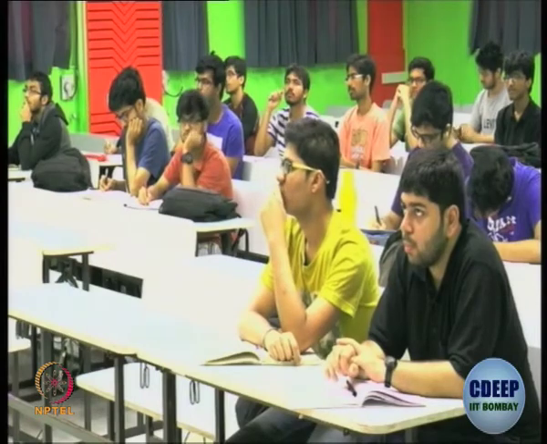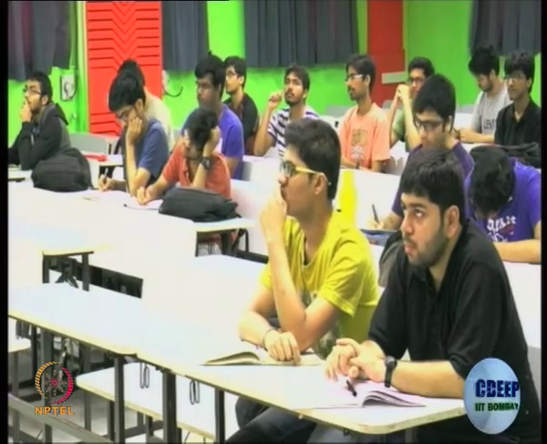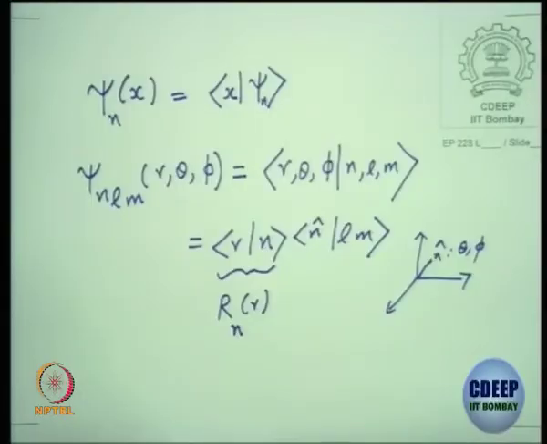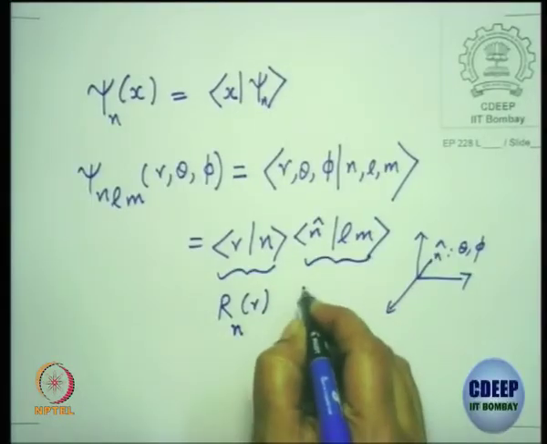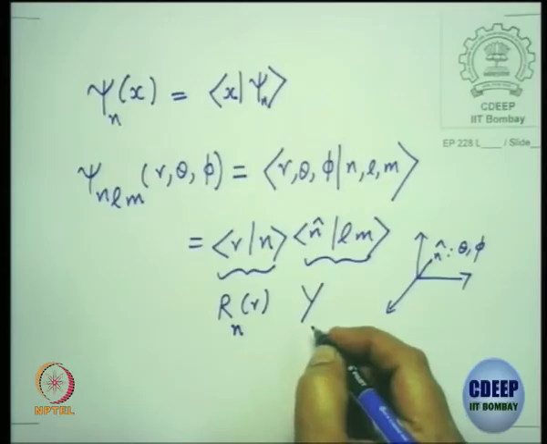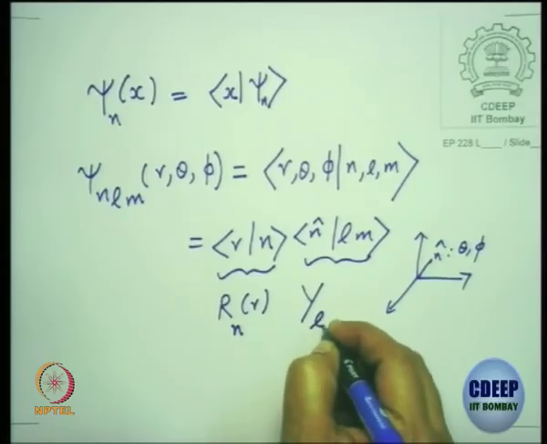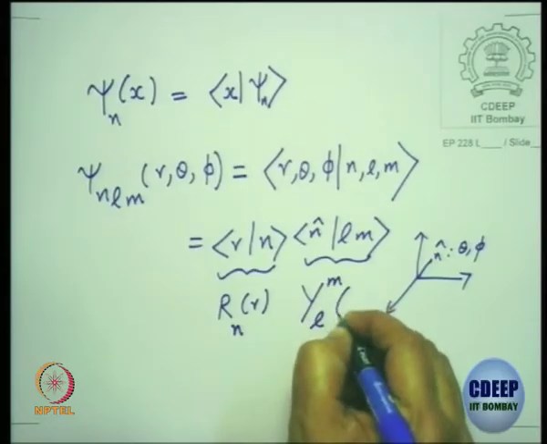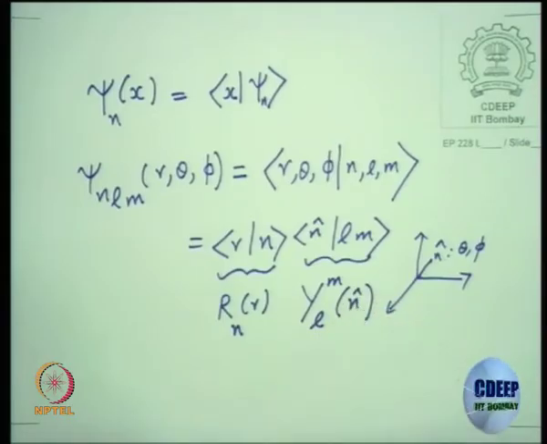What are we going to call this? We are going to call it the radial part of the wave function. What is this? This is your spherical harmonic, which you can write as Y_LM of theta, phi, or you can also call it a function of n hat, where n hat is a unit vector.